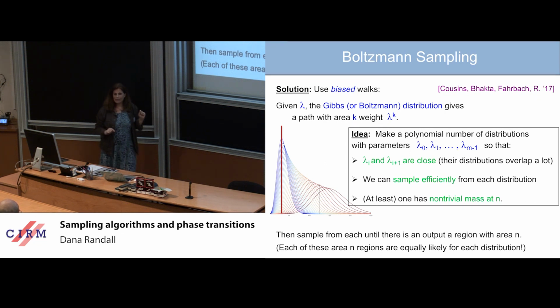If all of them had very small weight, this wouldn't help, but I'm hoping at least one of them will capture and will have its mode or something close to that at n, and then I can use that one to sample, okay? Because things of size n will come up often enough, and I could use rejection sampling. So that's my strategy, okay?